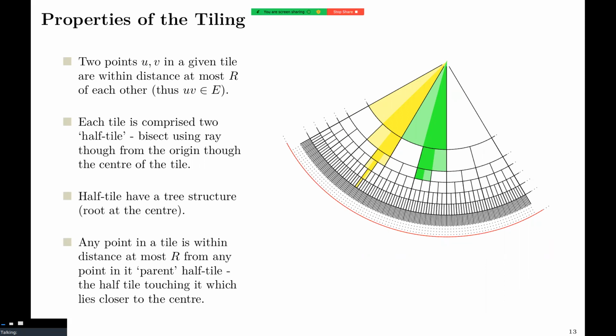And any point in a tile is within distance at most r from any point in its parent, so thinking about the tree going back up to the root, in its parent half tile. So this is very nice as well. So the 2 main properties are at the top and bottom really. So any 2 points in a tile are connected, and any point is connected to every point in its parent half tile.